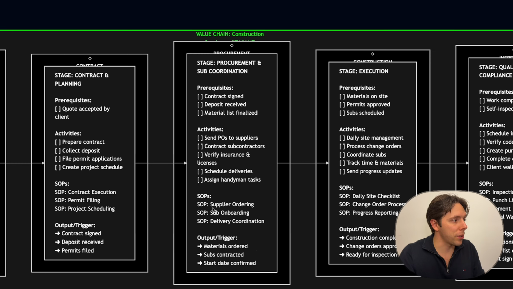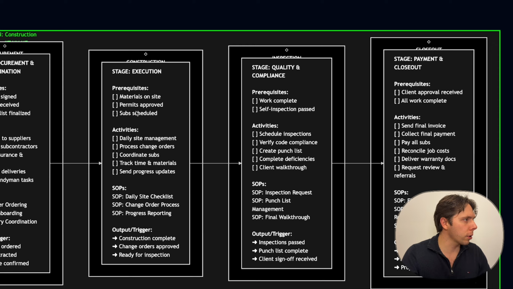You should have some SOPs there around supplier ordering, onboarding, and then the delivery coordination. So at the end, you'll have your material ordered, and maybe before you do the execution, materials received at your inventory, your warehouse or wherever you store those things. Subcontractor contacted and start date confirmed with your customer.